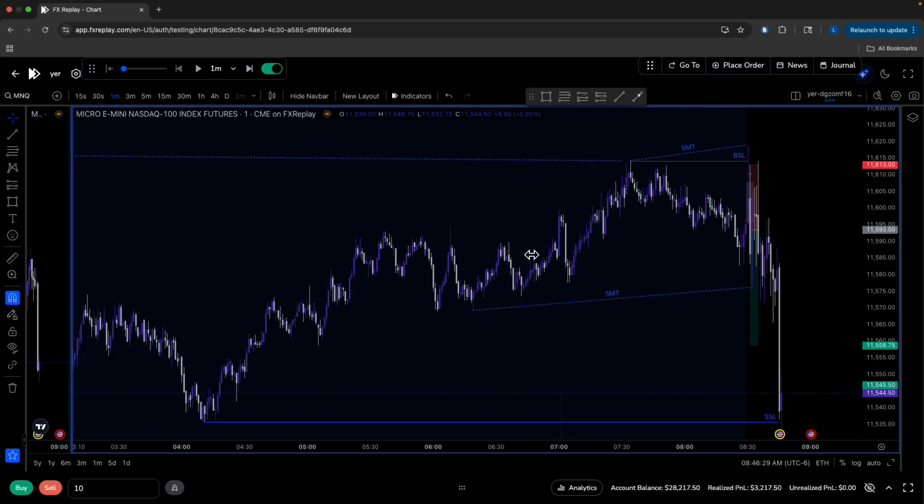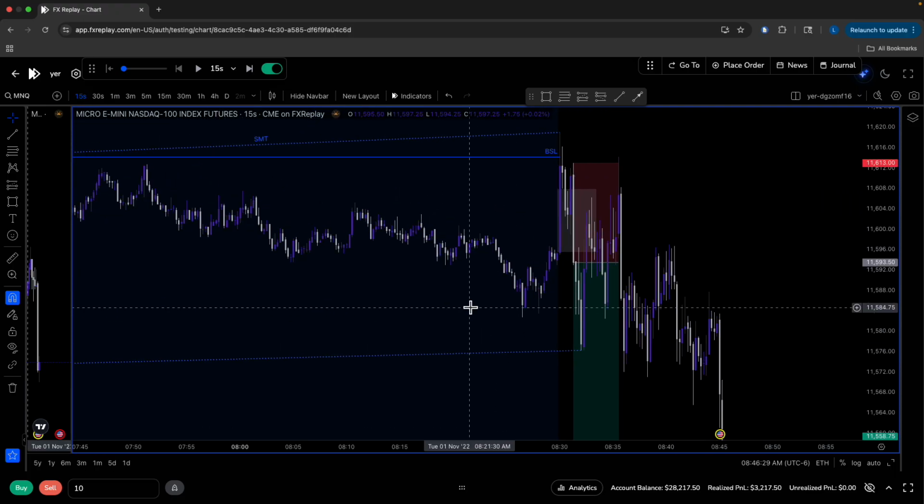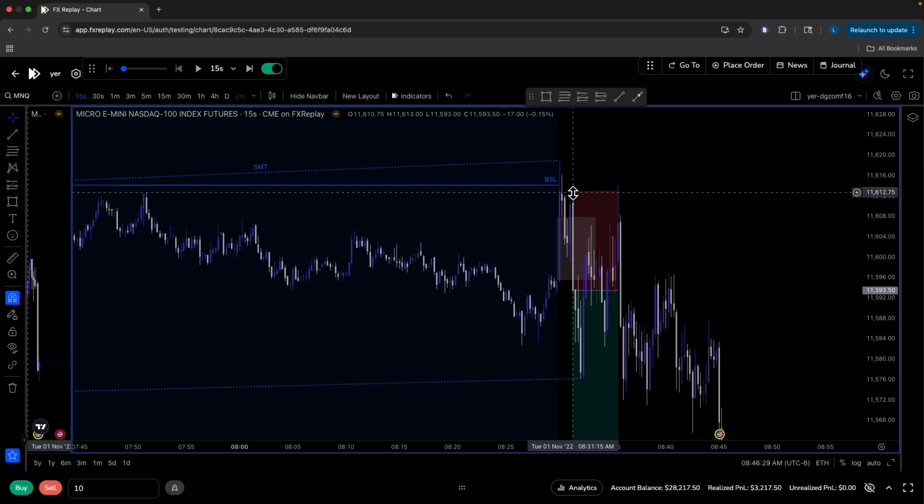So SMT gets put in. Obviously, there's going to be some sort of bullish reaction from that SMT. So this was the reaction of the SMT getting put in, as market gets bought up, stops me out to the tick.